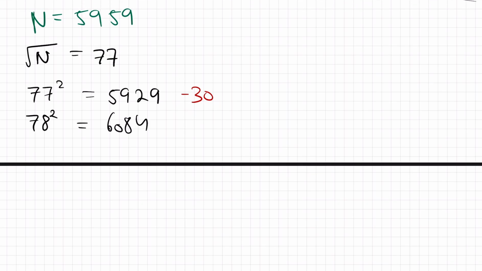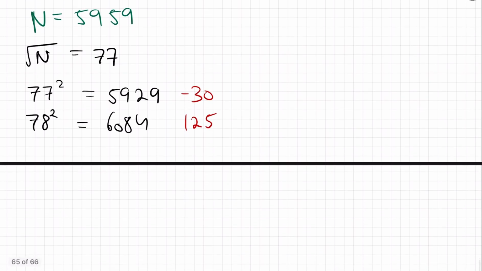So 6084, and the difference between these is 125. So it's close to a prime number, but it's actually not. It's a cube number. So if you can find a way to represent this as a cube, then you can use difference of two cubes, but otherwise that's not valid. So let's try 79 squared now.